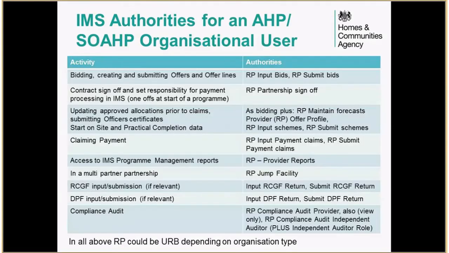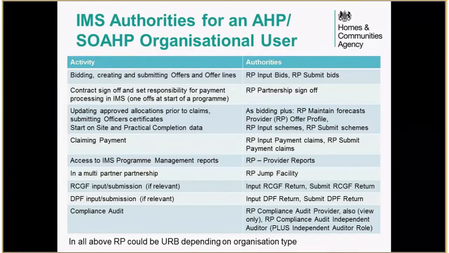The first thing before I look at the actual authorities and activities themselves to mention is that in a number of cases you will see authorities are being split as input and separately as submit, and that is because of the way that some organisations work. So on the top one, for instance, which is about bidding, we've got an input bids and we've also got a submit bids authority. So you might find users who you just give input bids to and others that you give both input and submit to. So let's look at the activities in turn.